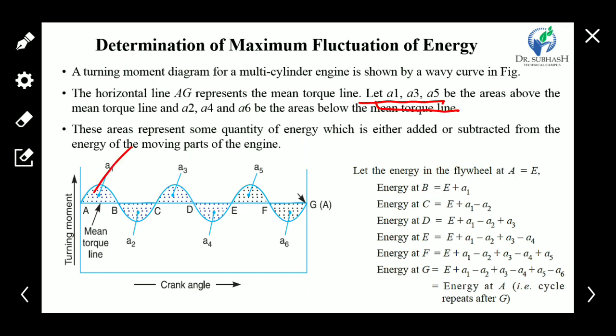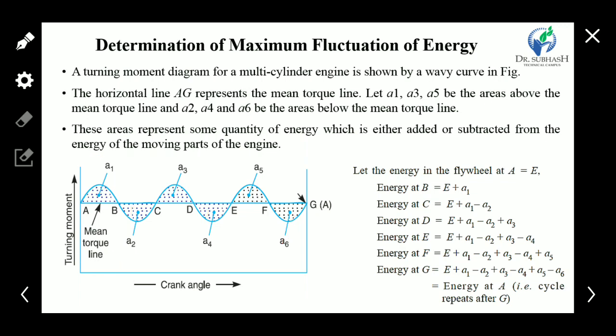Let A1, A3 and A5 be the areas above the mean torque line, and A2, A4 and A6 be the areas below the mean torque line. These areas represent some quantity of energy which is either added to or subtracted from the energy of the moving parts of the engine.